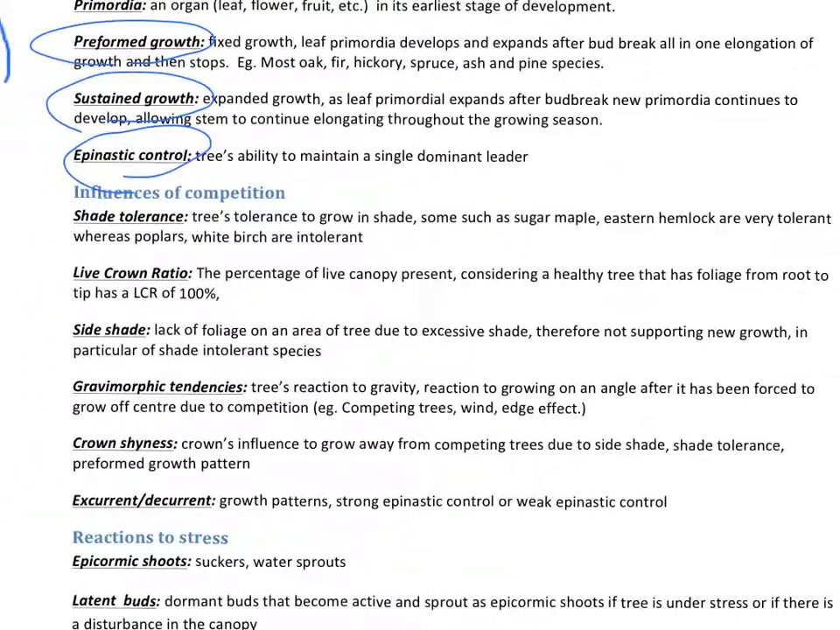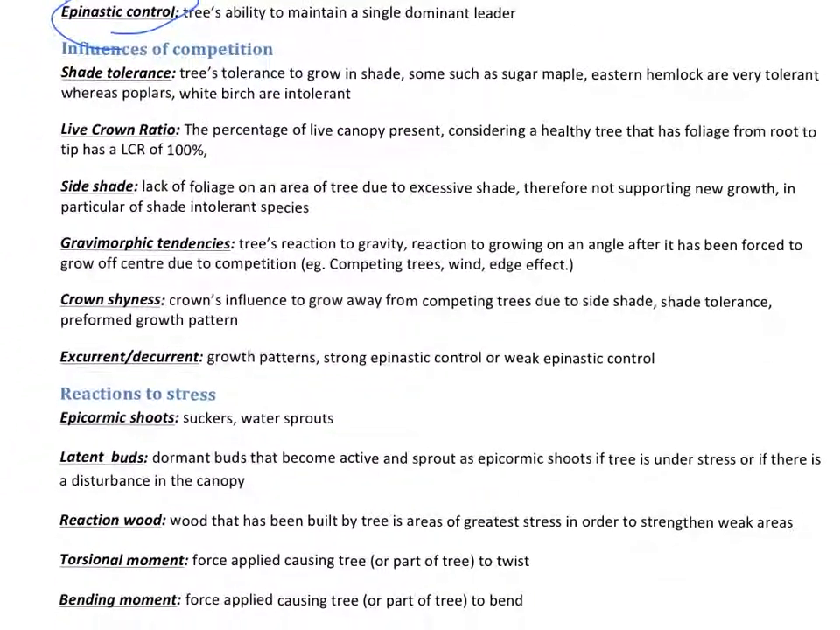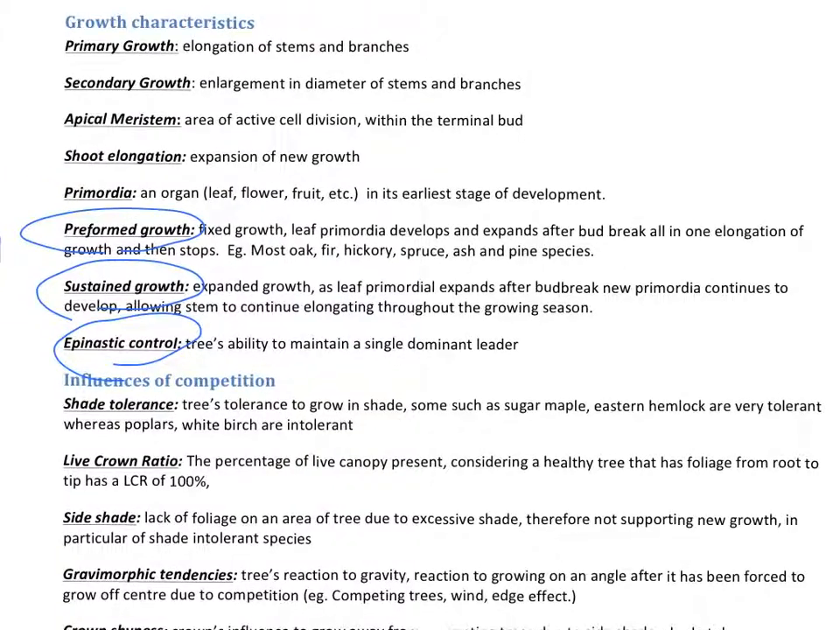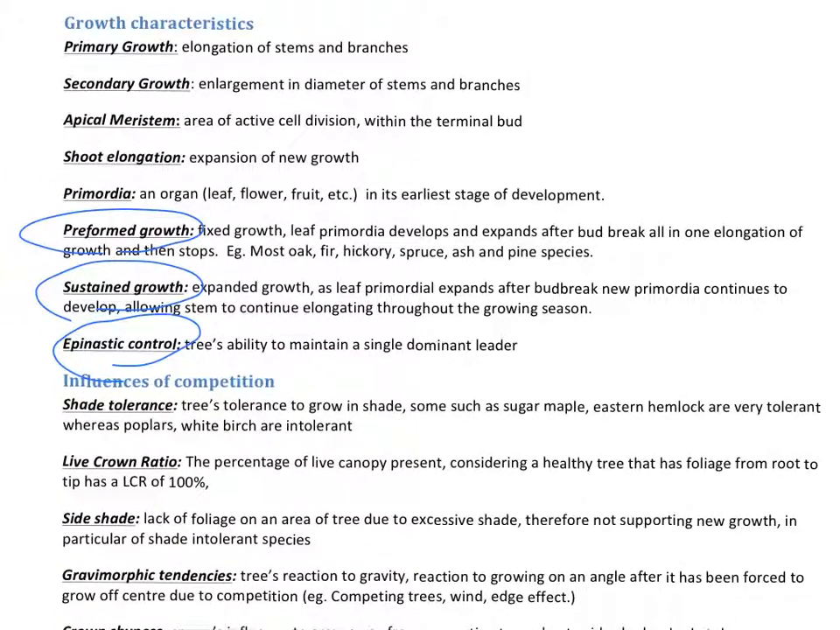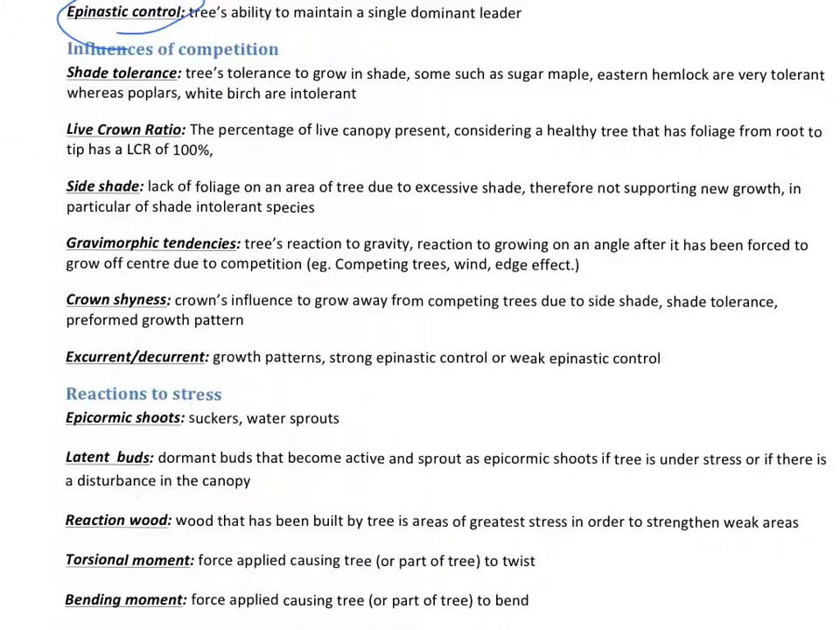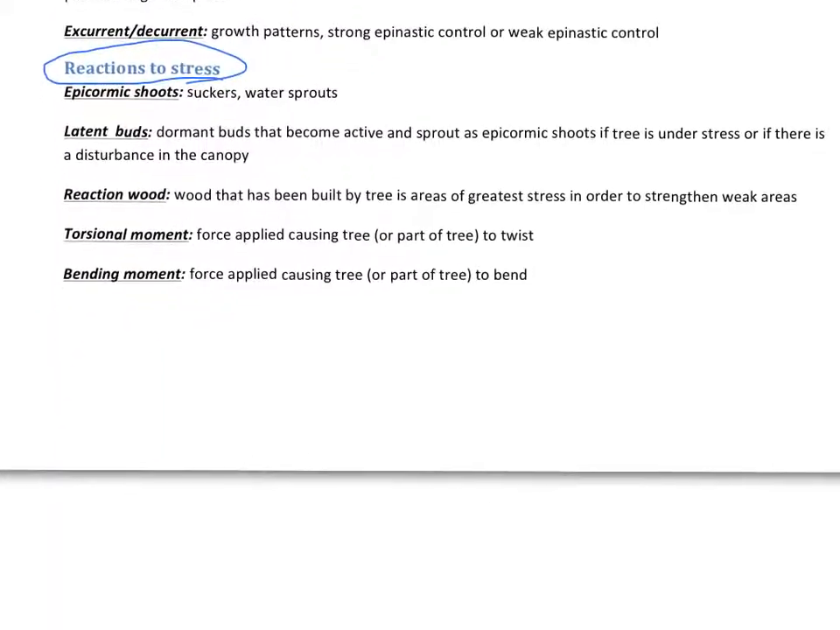There are lots of things to choose from. You're not limited to just the things on this list, but these are all different things to provide you some information on growth characteristics, different influences of competition. Oops, that wasn't supposed to cross out. I was supposed to circle it. And then reactions to stress, so from the competition and things. With this list, you should be able to find lots of things to talk about in that assignment.